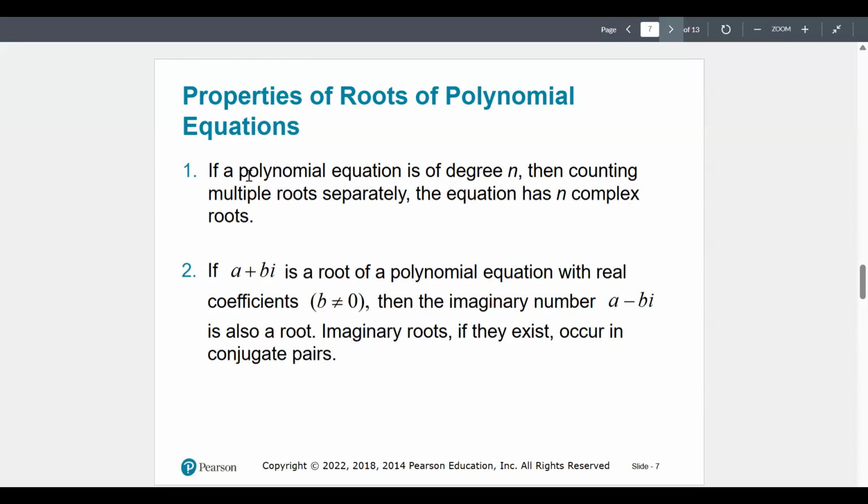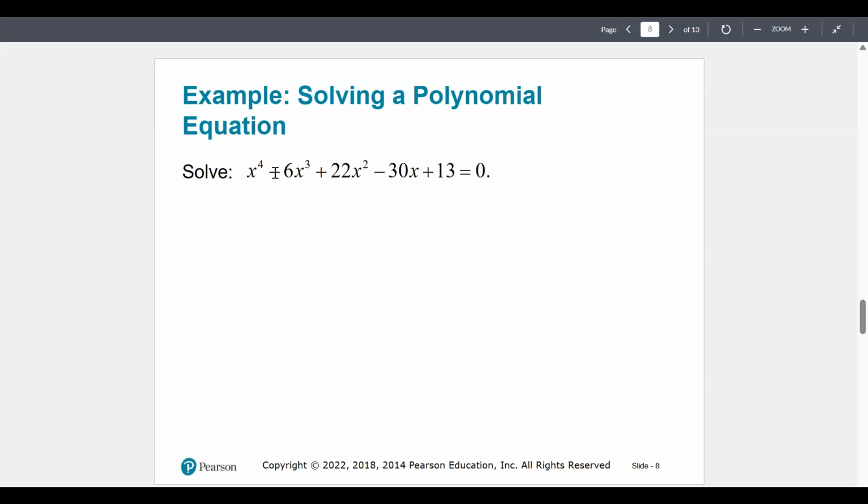So if I have x to the fourth minus 6x cubed plus 21x squared minus 30x plus 3 equals 0, I want to find all of my roots. So we're going to have to find rational roots first if we can. Let's see if we can get this down to a quadratic. Once we get this down to a quadratic, we can completely factor.